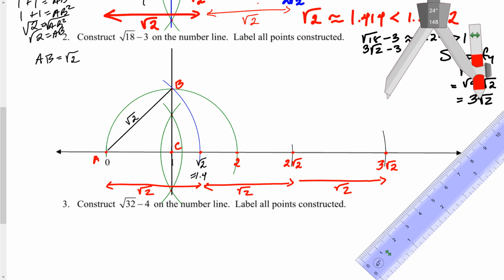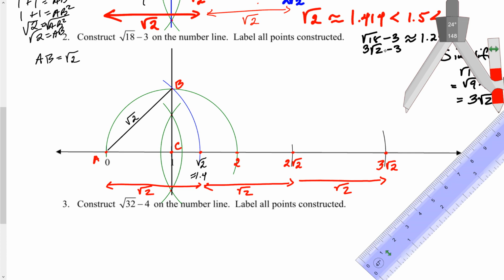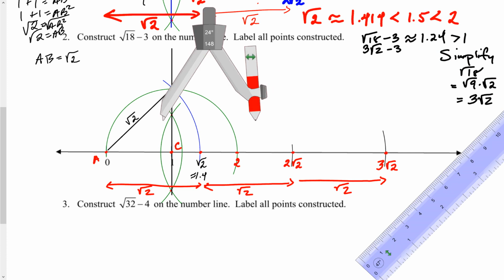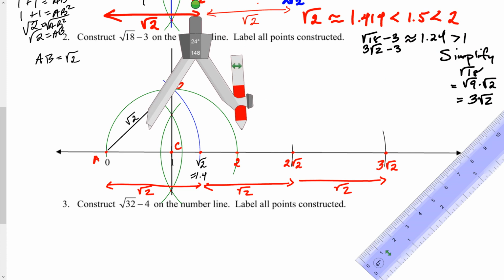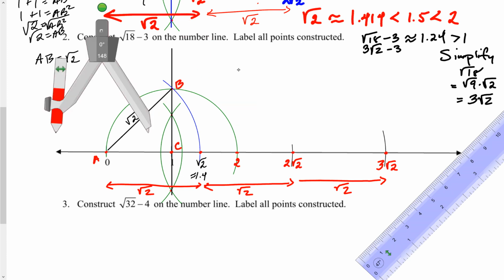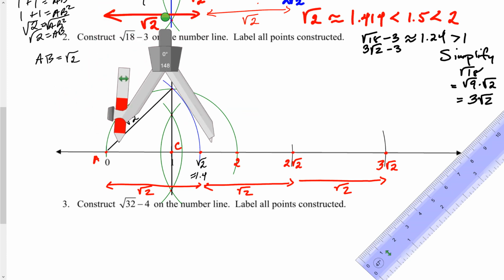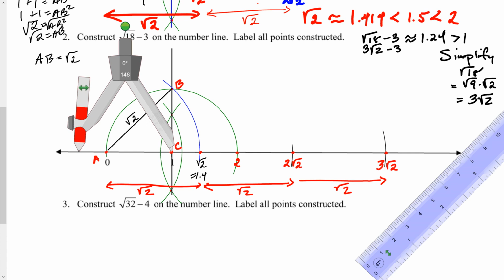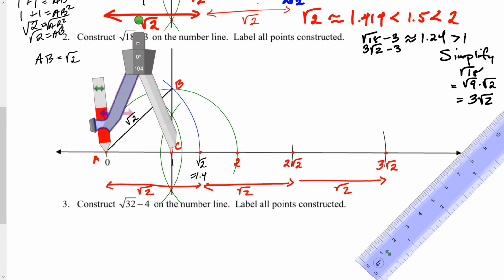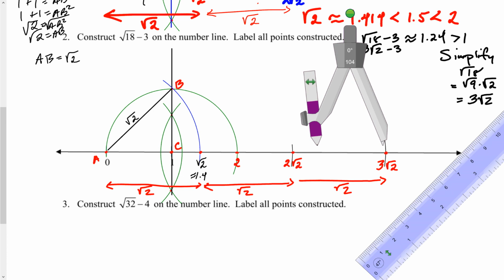Now I want root 18 minus 3, which is 3 root 2, and then subtract 3. So I've got to come back 3 units to the left. Whenever you subtract, you go left on the number line. Whenever you add, you go right on the number line. So you've got to use a little common sense. Now you have to adjust the compass from 0 to 1. I'm going to switch to purple here, and you come back 3 units.